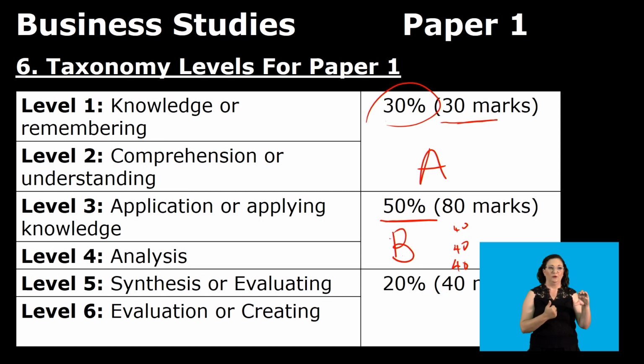And then lastly, your essay questions, whereby we are assessing insight and to see if you are able to interpret the knowledge, or the information there. So here it's your synthesis or evaluating, level 6, which is evaluation or creating. This is 20% of the marks. So these are your taxonomy levels for Paper 1.